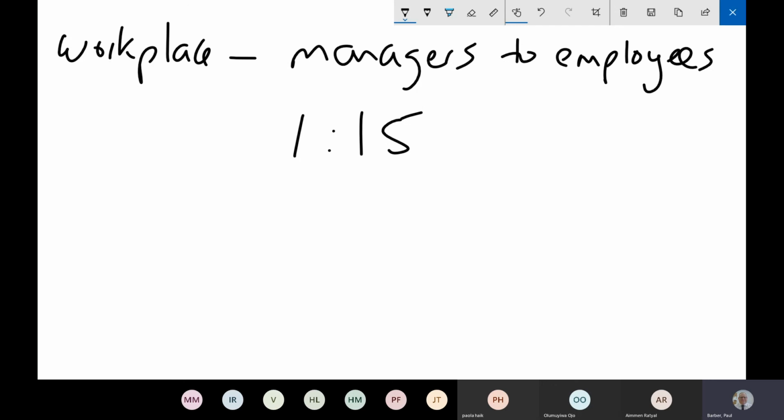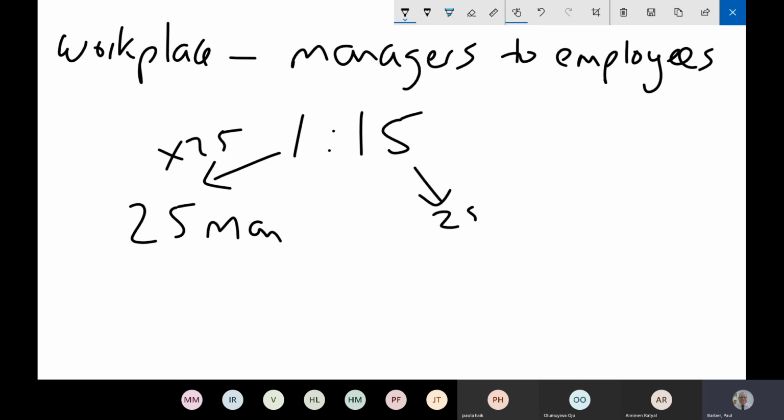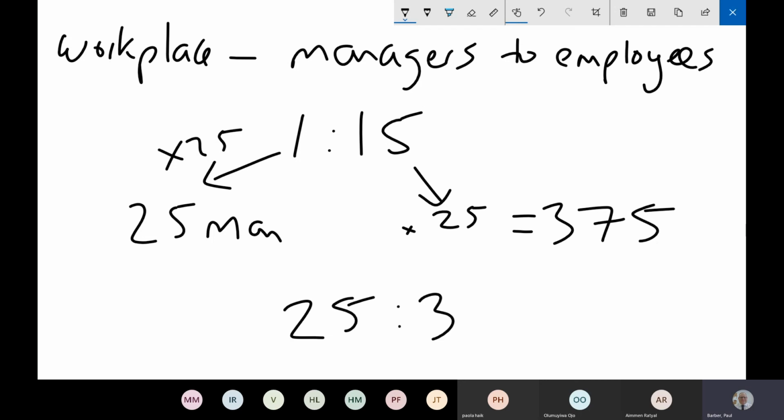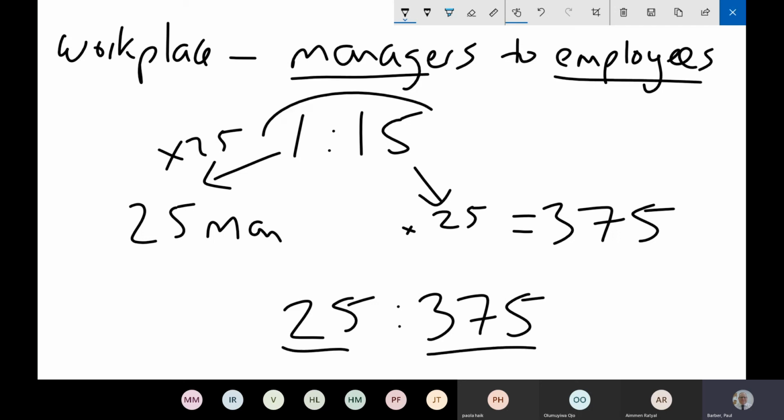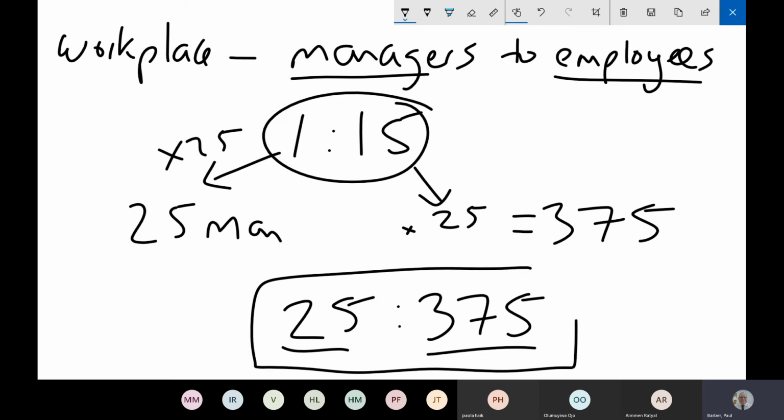So if we know in this workplace there are 25 managers, well, to get from 1 to 25, all I've done is multiply by 25. So let's do the same with this side. I'm not doing this in my head, but 15 times 25 equals 375 employees. So our actual figures here are 25 managers compared to 375 employees. Once again, I haven't written the words managers and employees because at the top it tells me the ratio is managers to employees. So our ratio of 1 to 15 actually gives us these actual figures.